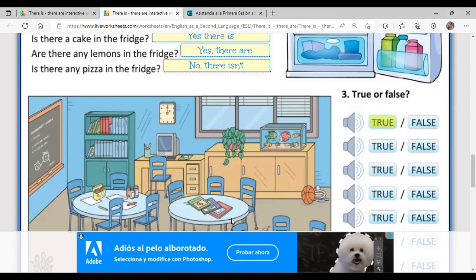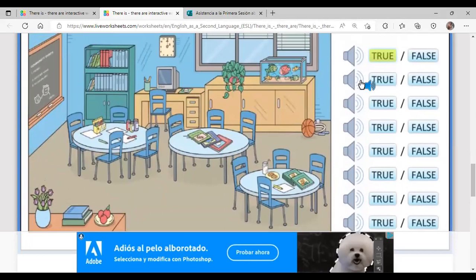Next. There are 3 tables in the classroom. One more time. There are 3 tables in the classroom. True or false, guys? Areli says true. Next.